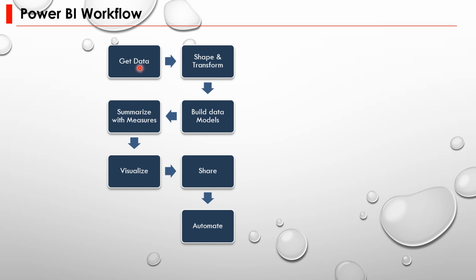Get data, shape and transform, build models, summarize with measures: these four steps happen in Power BI Desktop, and visualize as well. These five steps happen in Power BI Desktop, while share and automate happen in Power BI Service. Share is sharing with others in your team, and automate is scheduling the reports to run at a particular point in time. So share and automate happen in Power BI Service, while get data to visualize happen in Power BI Desktop.